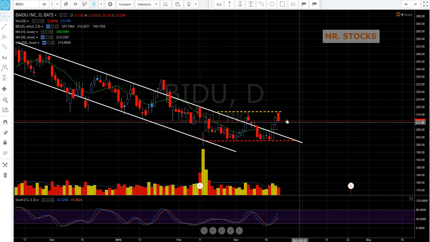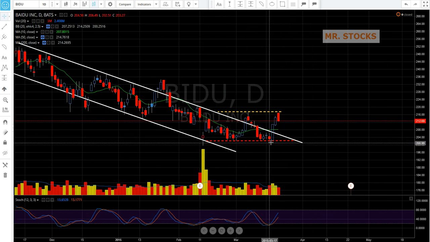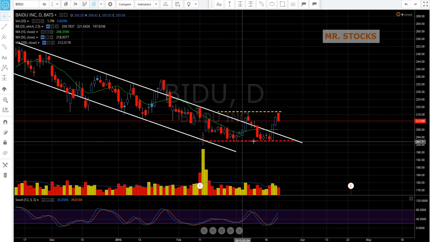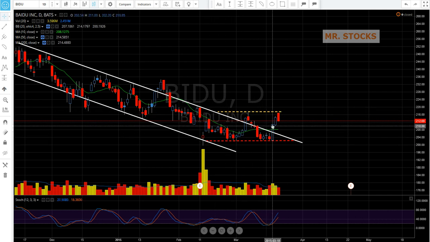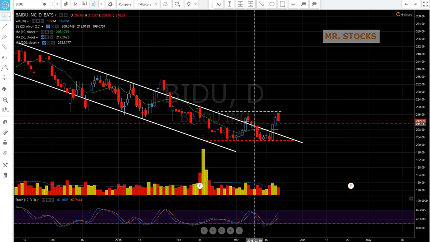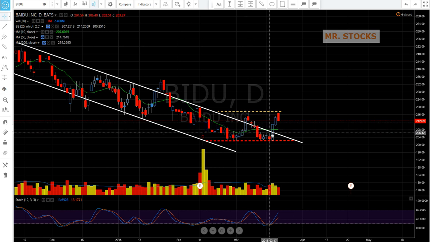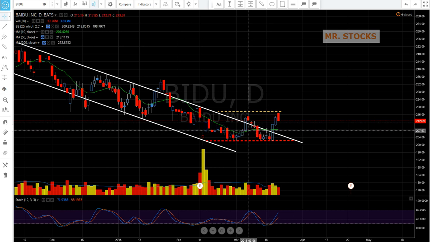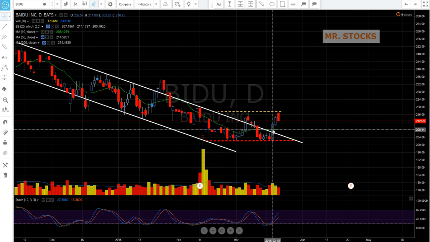So looking at the technicals here and looking for any type of confirming signals on this breakout, I sent out the message to get into Baidu on this signal here, the breakout of the downtrend line. Here it broke out above the 10-day line, which I always like to see.